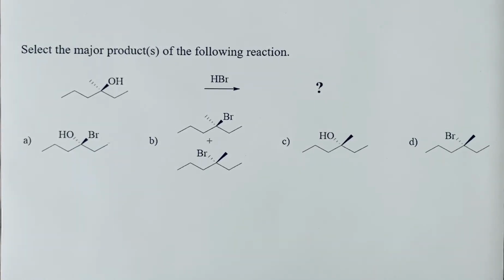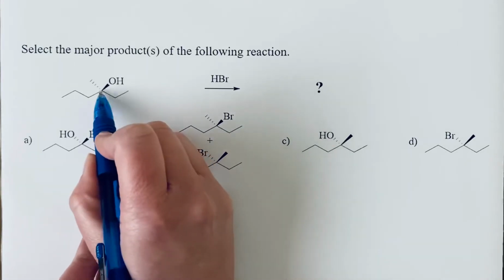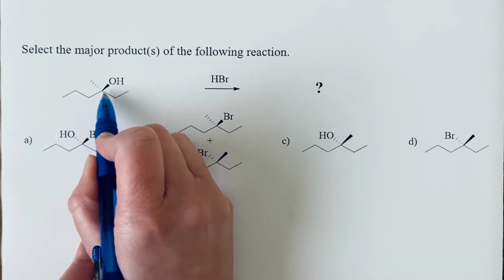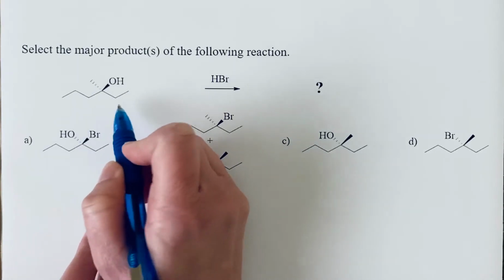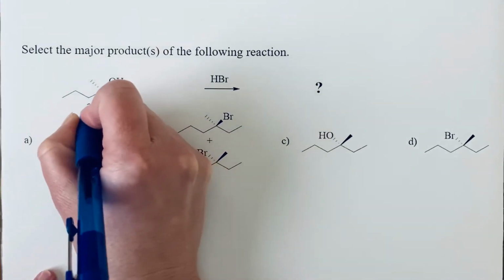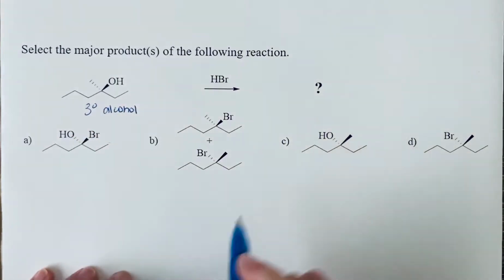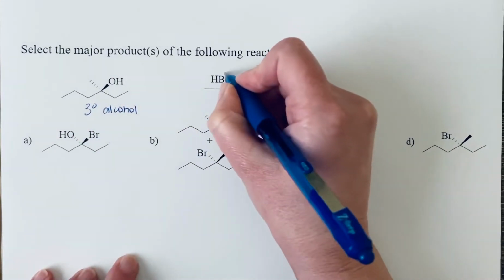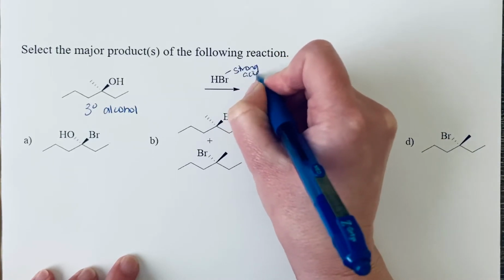Select the major product or products of the following reaction. So looking at this reaction, we see that the starting material is an alcohol, and specifically it is an alcohol that the alpha carbon of the alcohol has bonds to 1, 2, 3 other carbon atoms. So this is a tertiary alcohol. And we are reacting this with hydrobromic acid, which is a very strong acid.